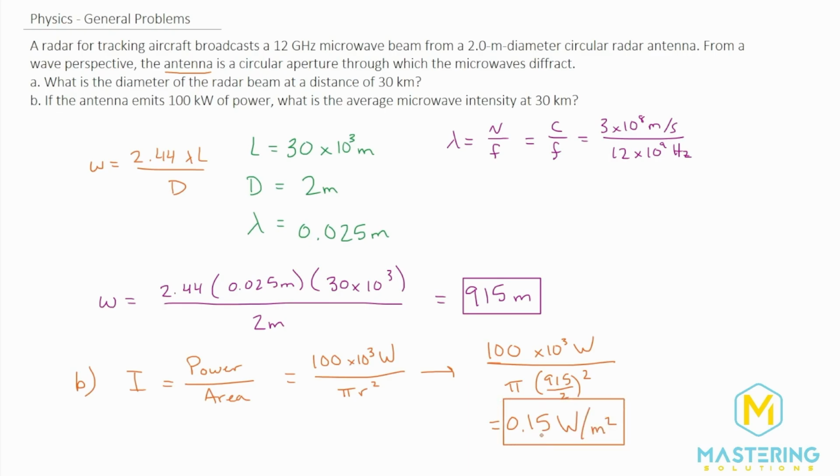So that's our answer. At 30 kilometers, we have a diameter of 915 meters and an intensity of 0.15 watts per meter squared.